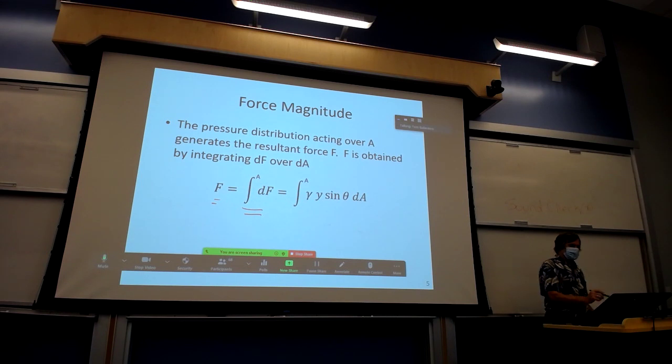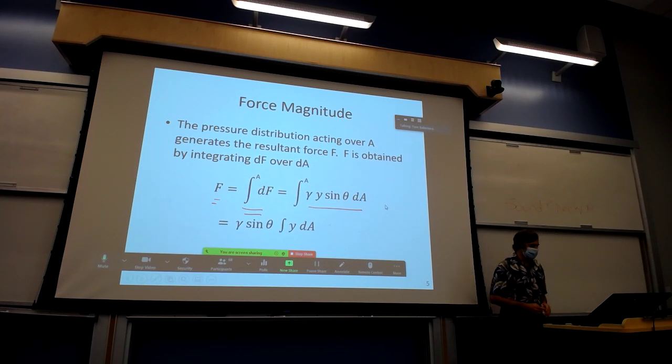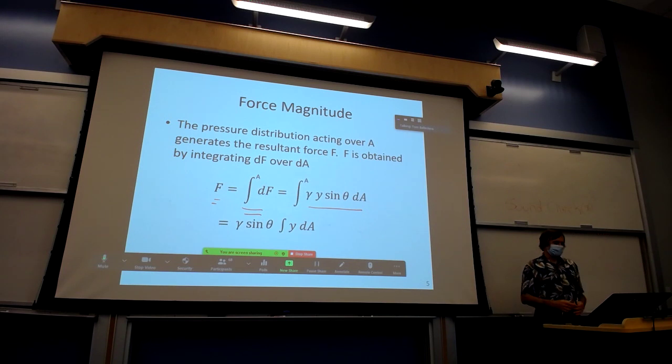And so now, from the previous slide, we substitute in what we know for dF, gamma y sine theta dA. And we recognize that the specific weight over the dimension of this object that we're looking at, as well as the inclination angle, since it's a plane surface, can come out of the integrand.